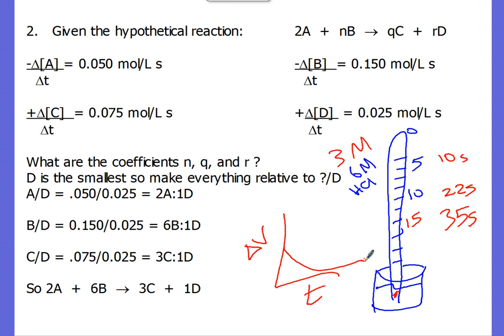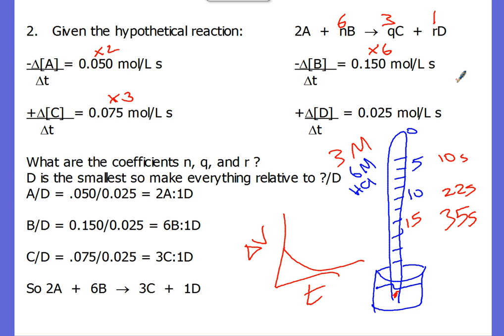Yes, Courtney. It has a reaction speed of 0.025 versus 0.075. 0.075 is how many times faster? 3 times faster, right? So, and this one is 2 times faster. And with some fancy math, we would see this one is 6 times faster than D, if you relate them all to D. So you might hypothesize that the coefficients were 2, 6, 3, and 1.